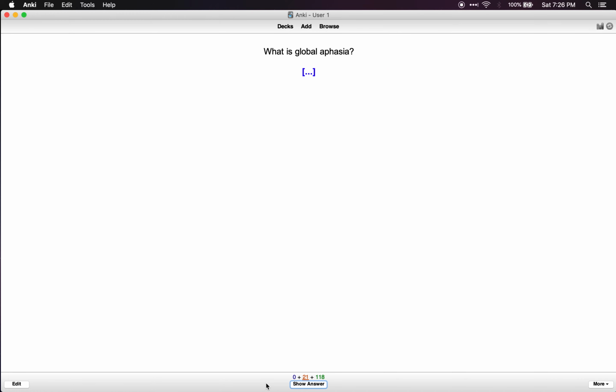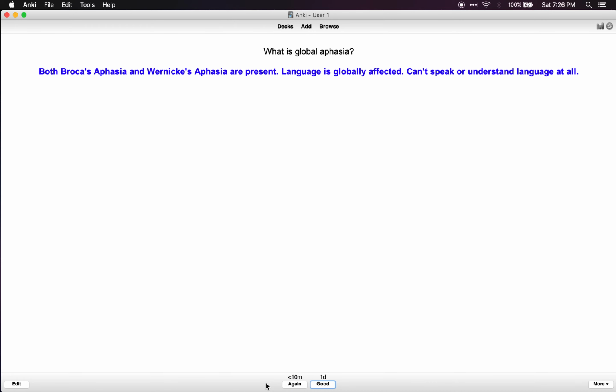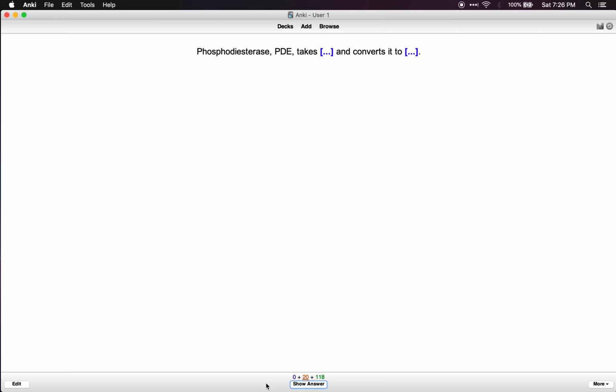Global aphasia is when you have Wernicke's aphasia and Broca's aphasia both at the same time. So language is completely useless to you. Phosphodiesterase takes cGMP and converts it to GMP.